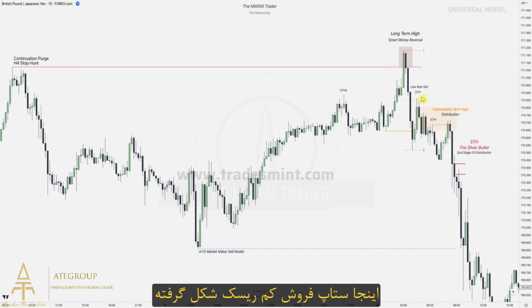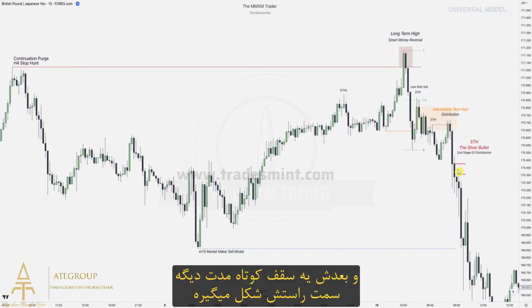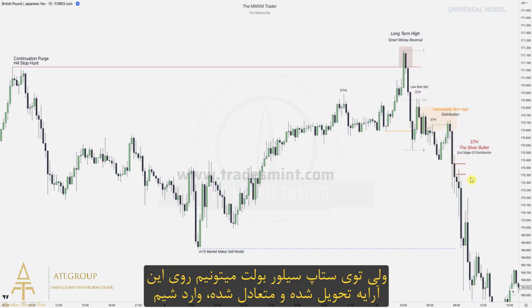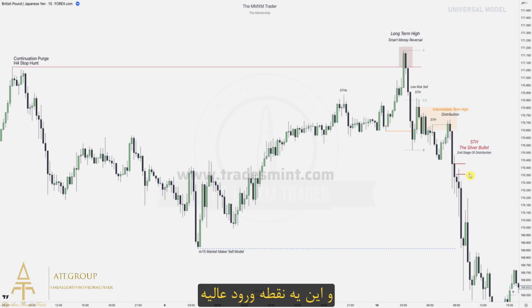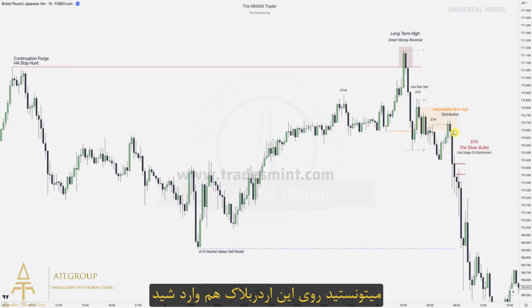Low risk sell happens over here, right? The first return back into that premium level, then short-term high formed over here. This is an intermediate term high after we form another short-term high to the right of it, right? But with the silver bullet, we can get in on this redelivered, rebalanced PD array. So second stage of distribution, silver bullet, perfect entry over here. You could have entered on this order block too, right? But this here is the silver bullet.